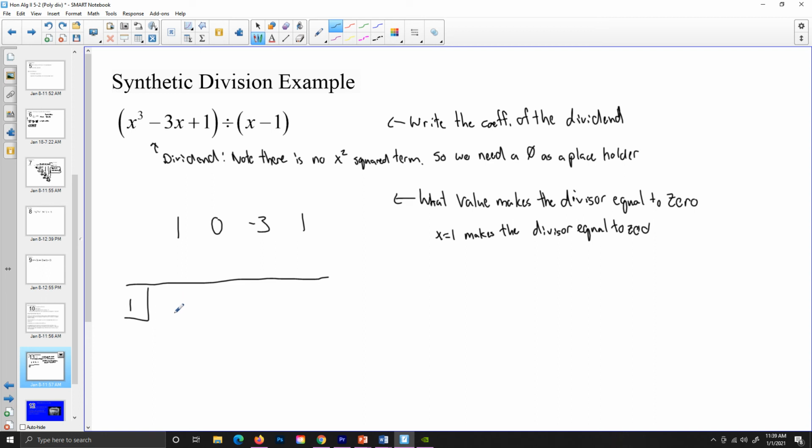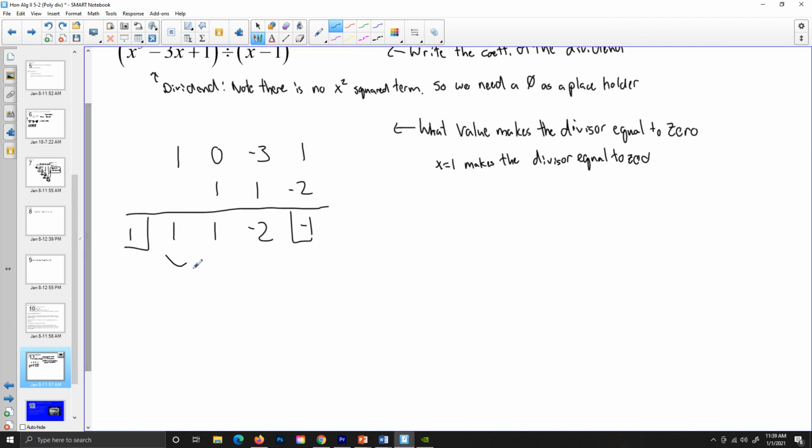Now, we bring down the first coefficient, 1. 1 times 1 is 1, plus this value is 1. 1 times 1 is 1. -3 plus 1 is -2. -2 times 1 is -2. -2 plus 1 is -1. So from that, these values are the coefficients of the quotient. And this is your remainder.